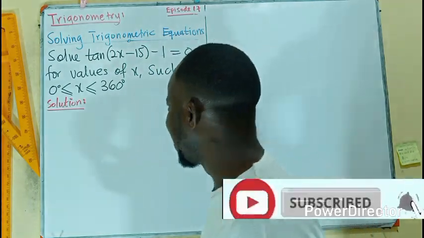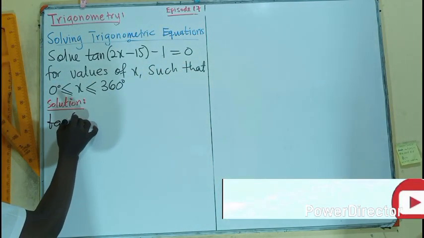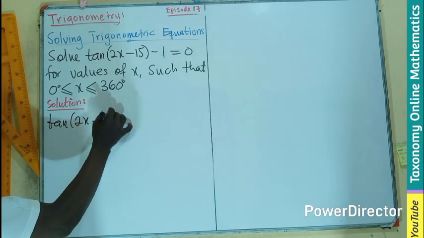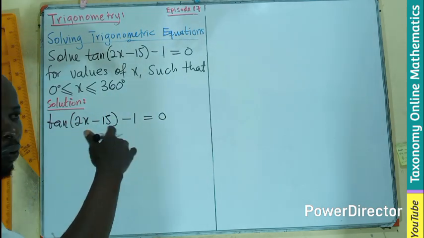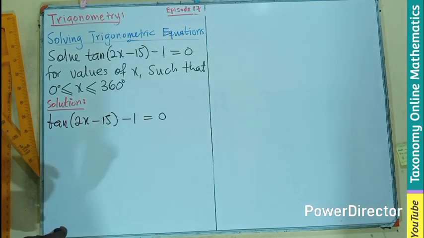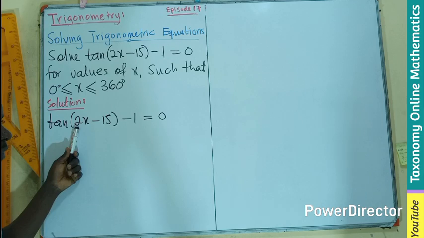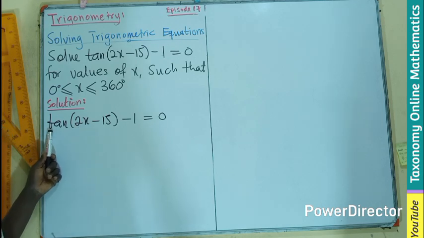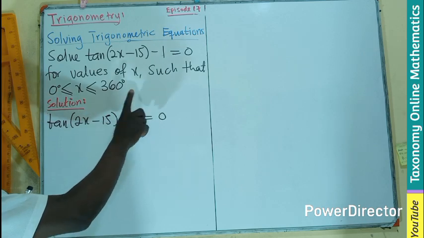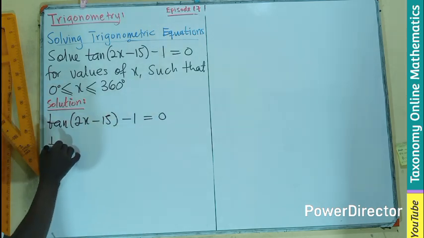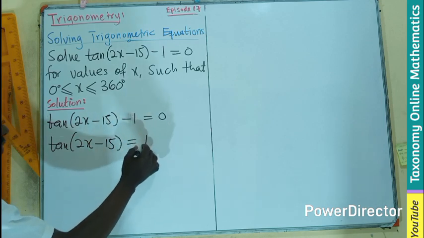So here we are having tan(2x - 15) - 1 = 0. Remember, this is an equation. So our ultimate task is to isolate the x, which is now combined in this bracket, so that we take the tan away, so that we can easily find that value. We know the first thing to do is to isolate this. So I'll be having tan(2x - 15) equals positive 1.